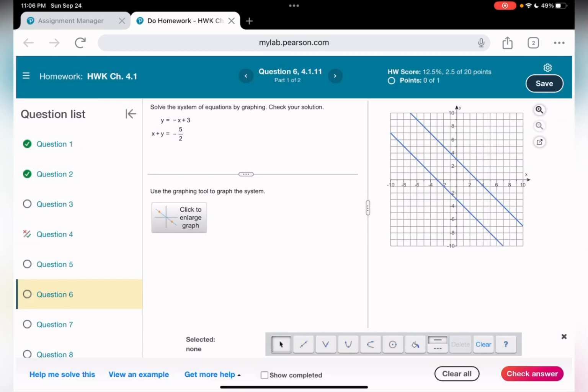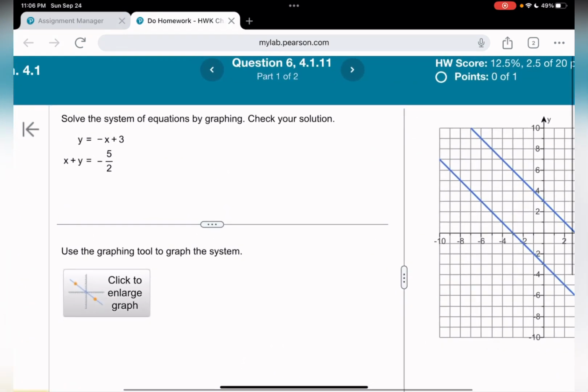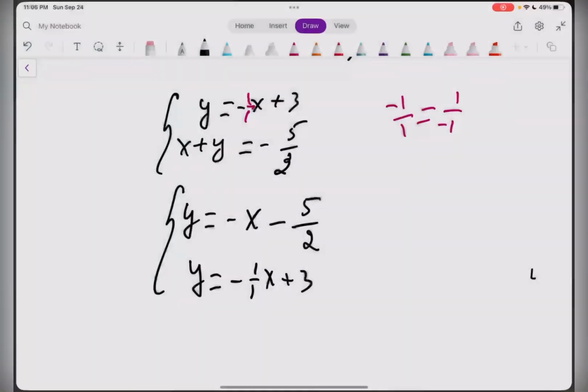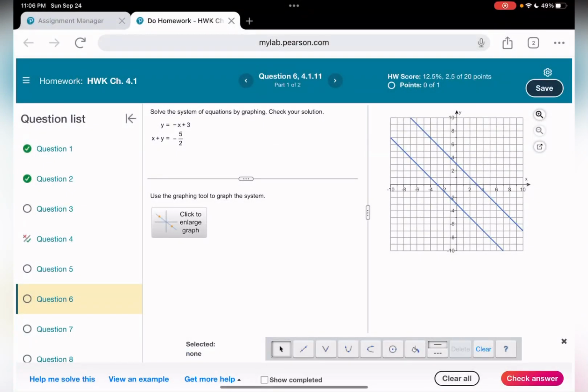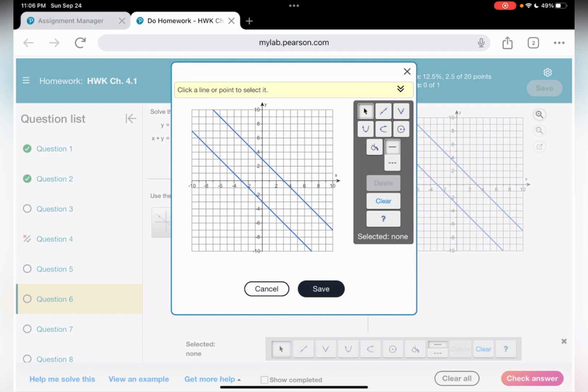incorrect. Let me rewrite again the picture. I have the picture of it. Hold on, let me check. y is equal negative x plus 3, and x plus y is equal negative 5 over 2. Okay, negative x plus 3 and y is equal negative x minus 5 over 2. I don't see how it's wrong. Let me build it again. I'm going to clear completely everything and build again.